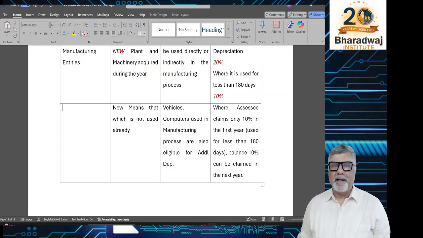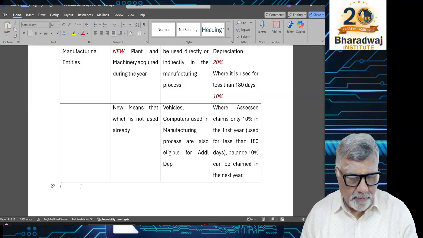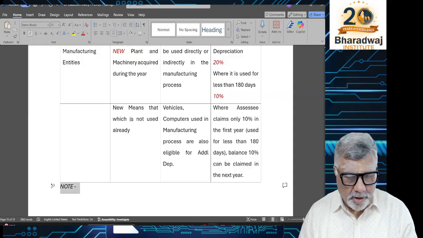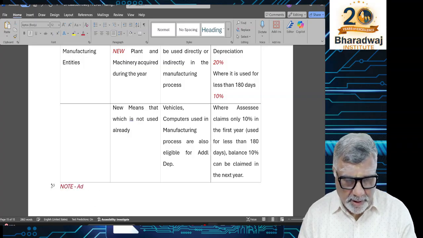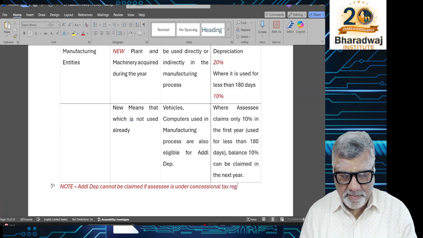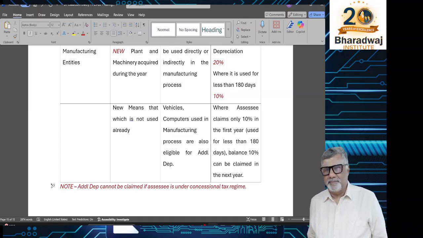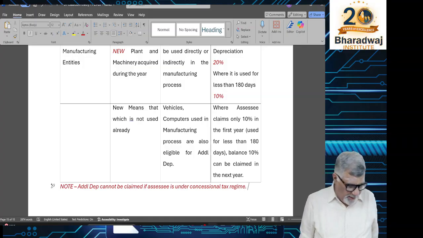Under all these things, a note: additional depreciation cannot be claimed if the assessee is under the concessional tax regime. Read through.